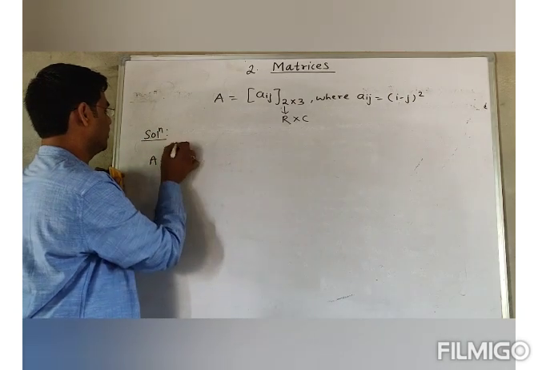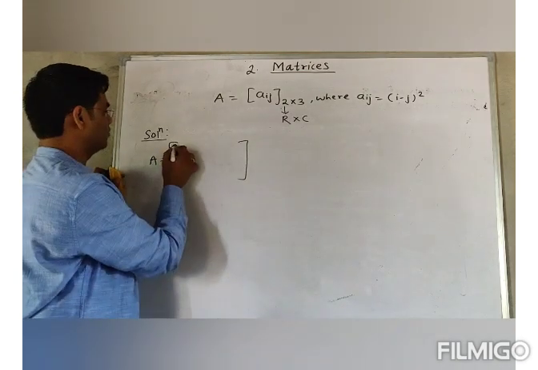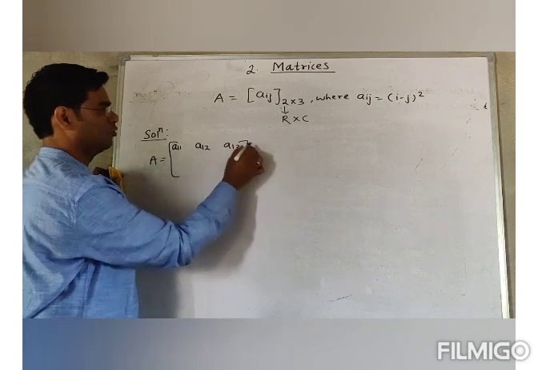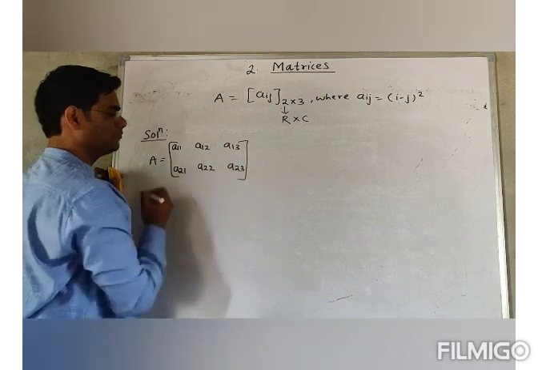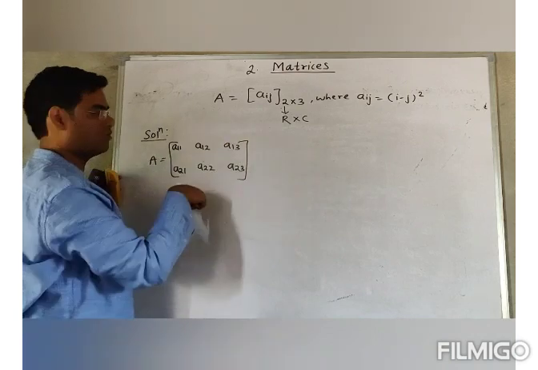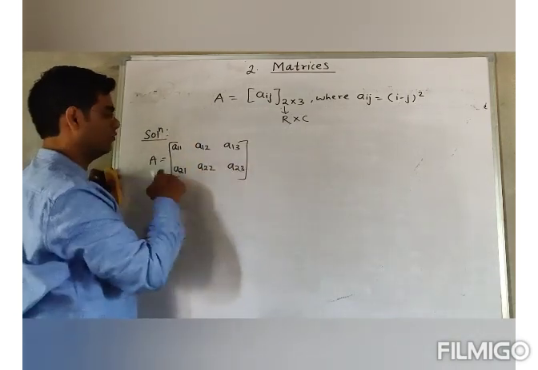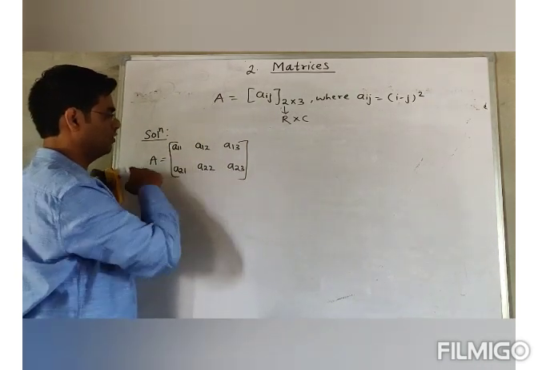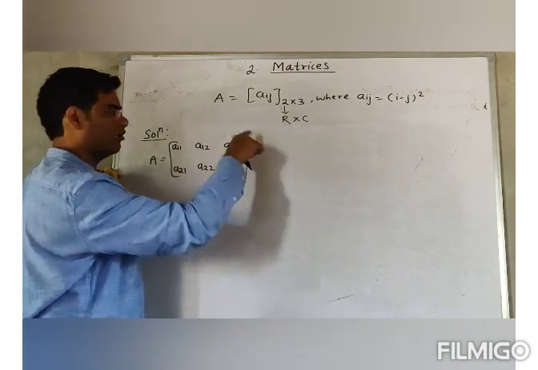So in symbolic representation, how will we write the elements? 2 rows and 3 columns. So this is A11, A12, A13. In the second row, A21, A22 and A23. A11 means first row, first column. A12, first row, second column. A13, first row, third column. A21, second row, first column. A22, second row, second column. And A23, second row and third column.